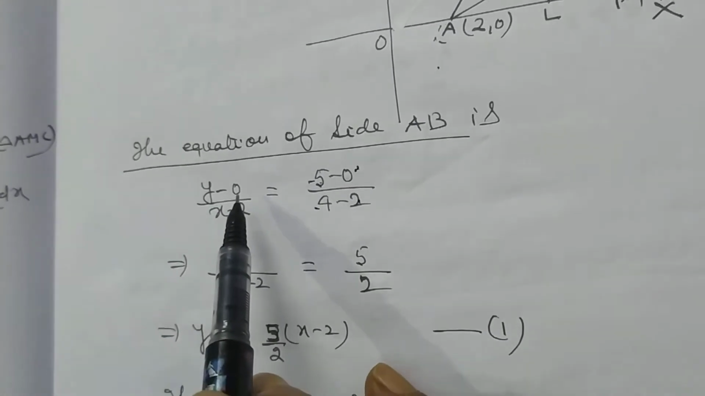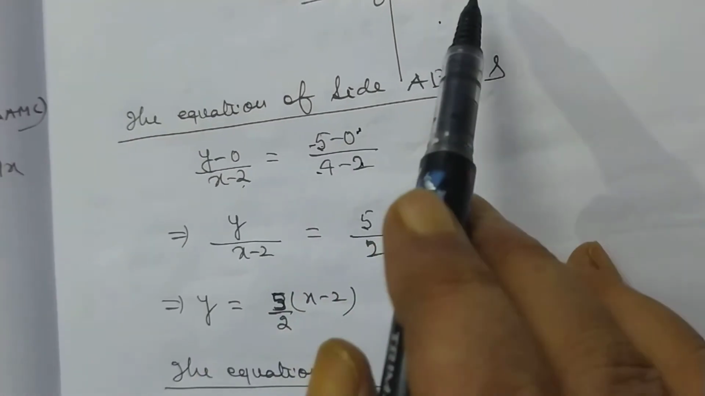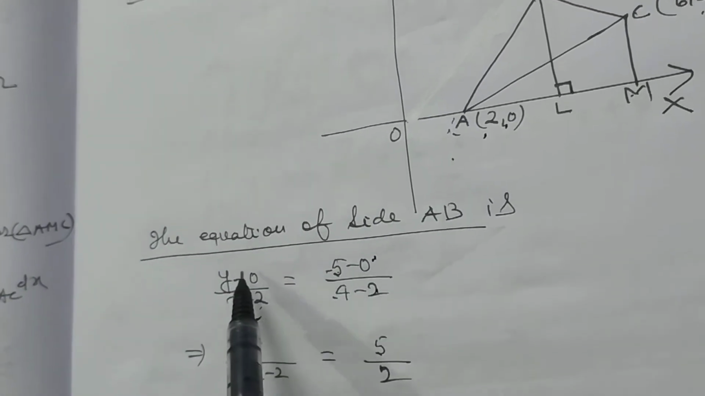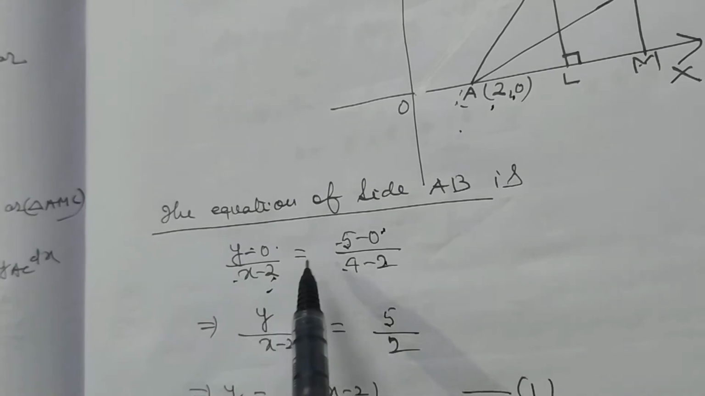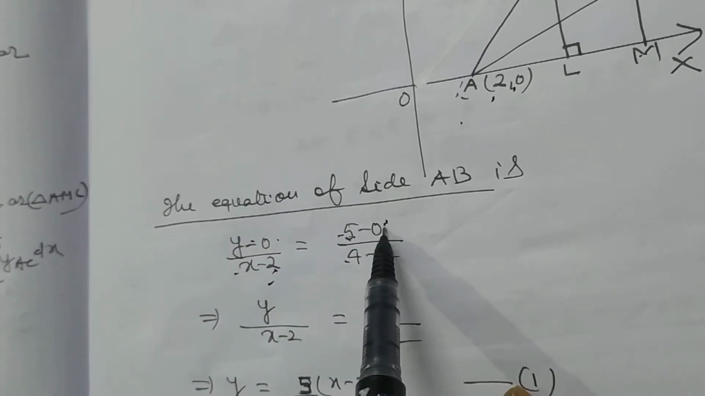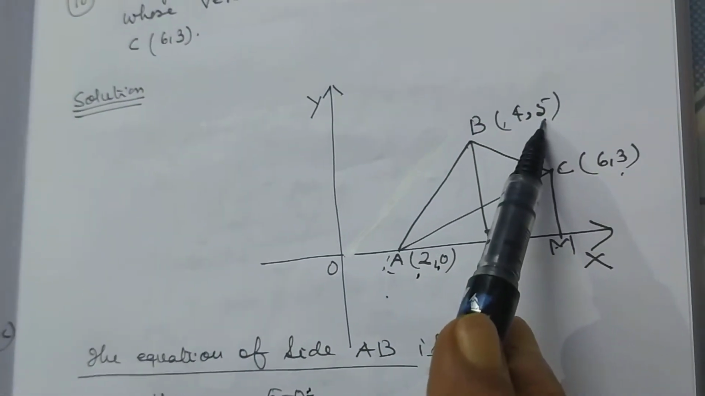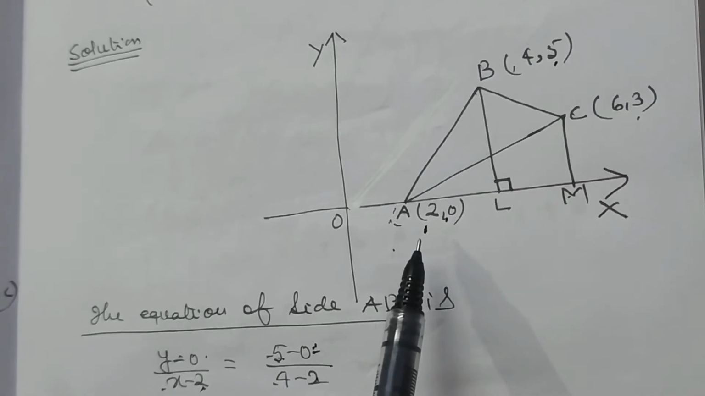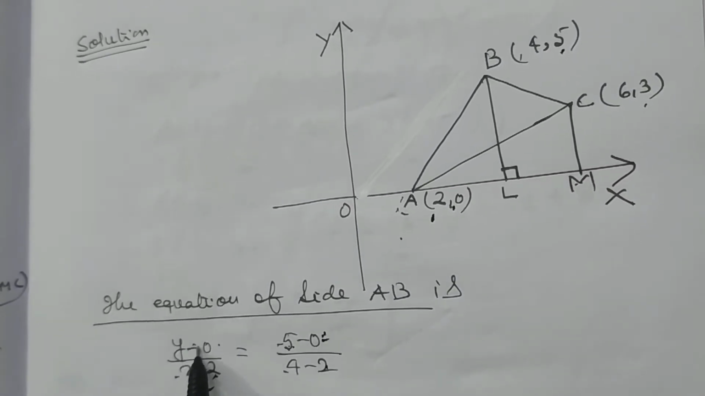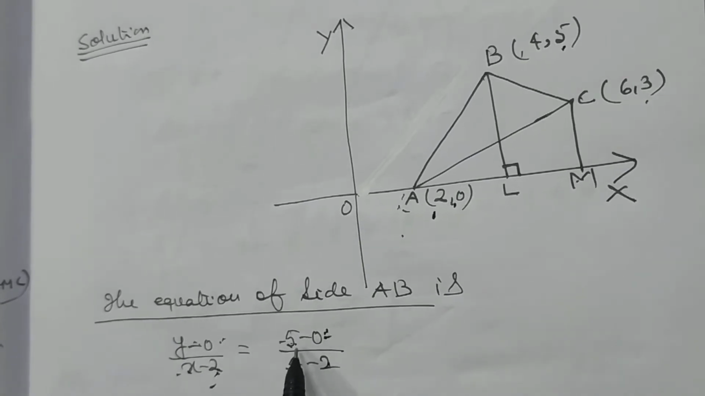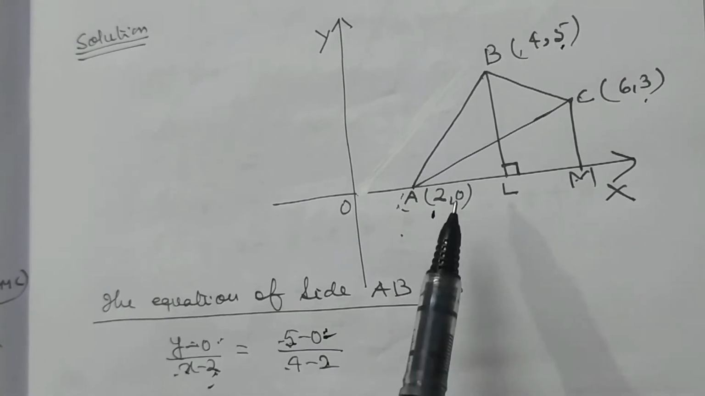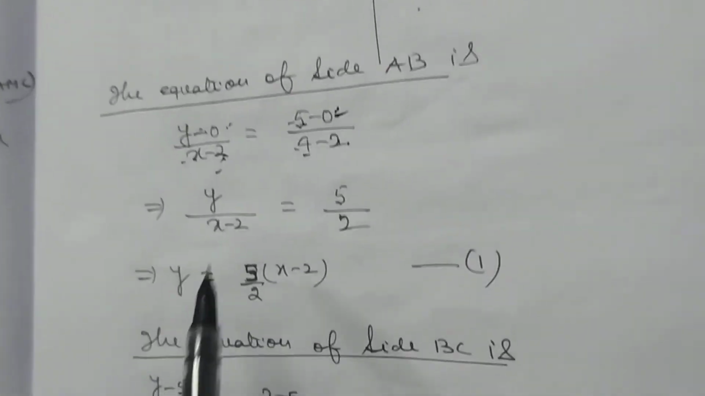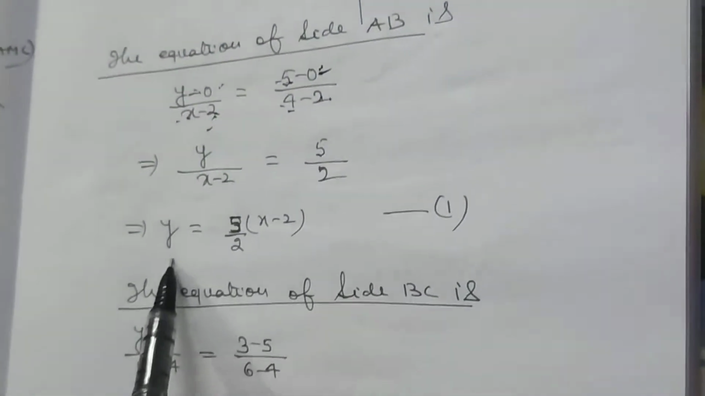So that is y minus 0 by x minus 2, that is (y2 minus y1) by (x2 minus x1), where x2 is 4 and x1 is 2, y2 is 5 and y1 is 0. So by applying this formula, we have the equation of the line AB as y is equal to 5 by 2 into (x minus 2).